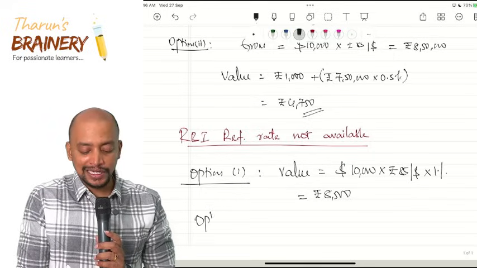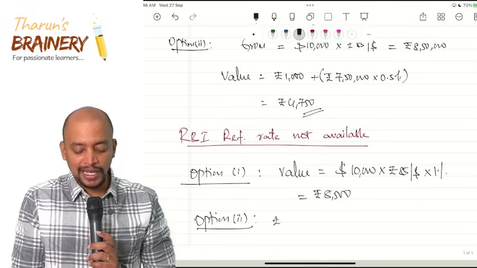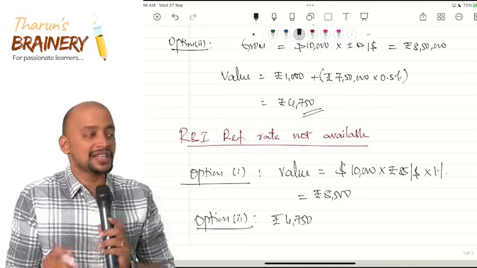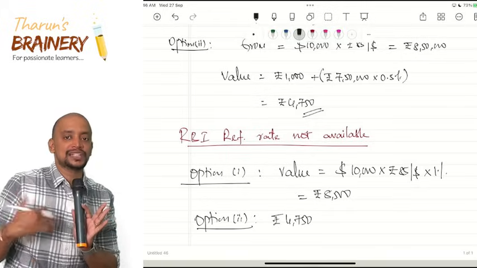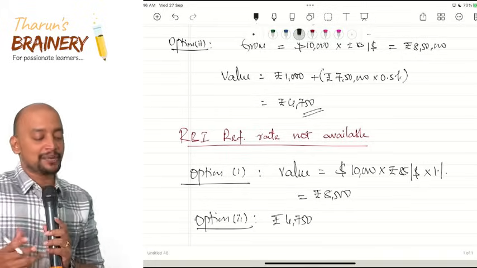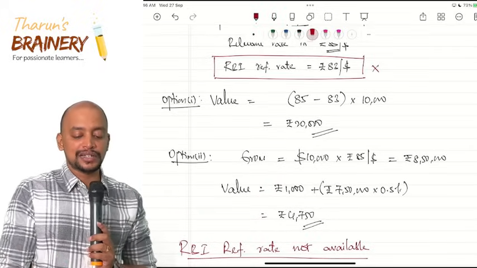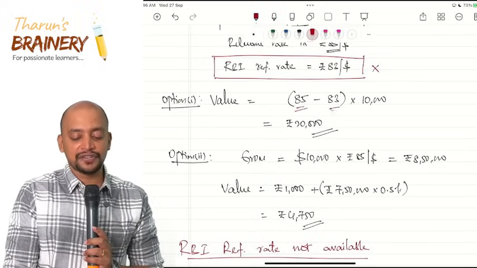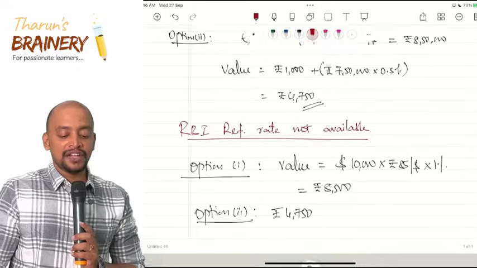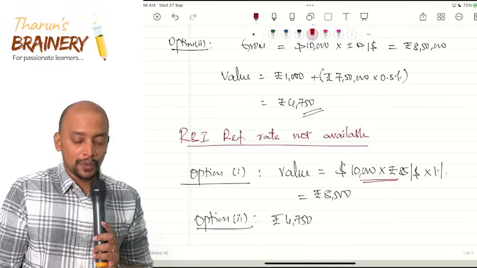And option 2, will it change? No, option 2 will not change. Why? Because the 4,750 slab rate model remains the same, since the slab rate model is based on gross amount. So only option 1 will change if the RBI reference rate is not available. If the RBI reference rate is available, it is purchased or sold currency minus the RBI reference rate into units of currency. If the RBI reference rate is not available, it is the gross amount exchanged in Indian rupees into 1%.